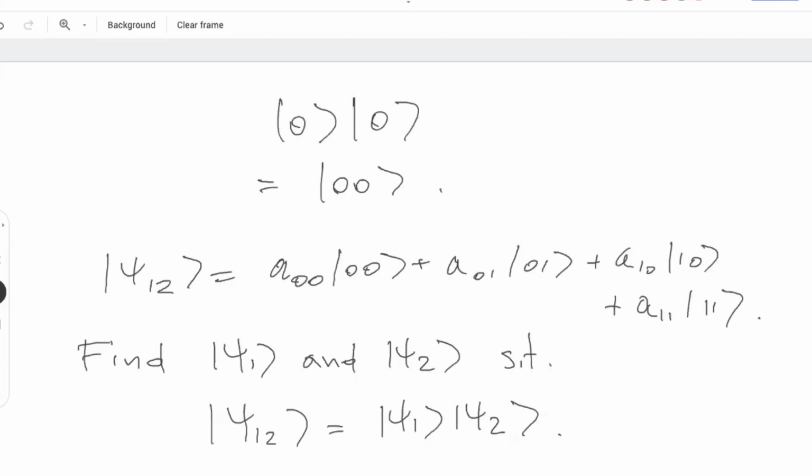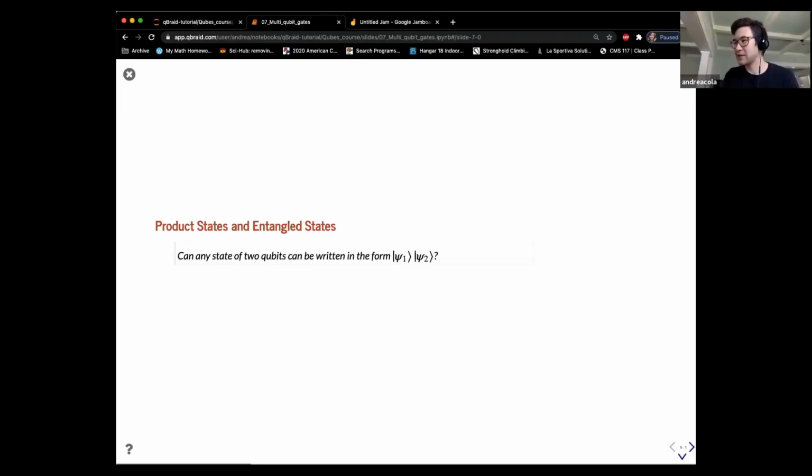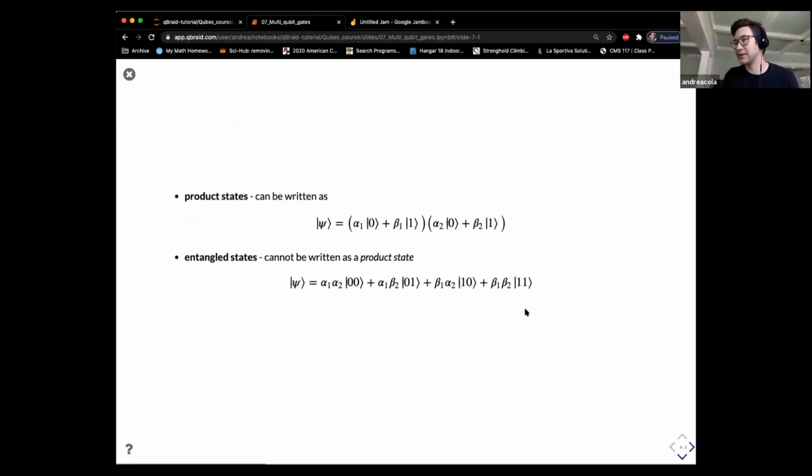So, it's good that you thought about this. The answer is no. So it's not true that all states can be written in this form. The states that can be written in this form are very special, and they're called product states. They can be decomposed as such. The ones that can't are called entangled. Entangled states are states that cannot be written as a product state.